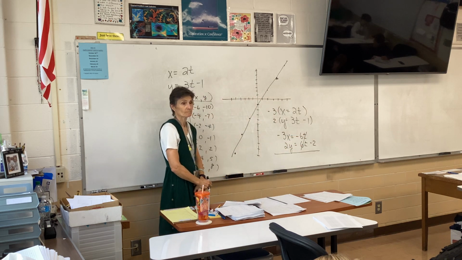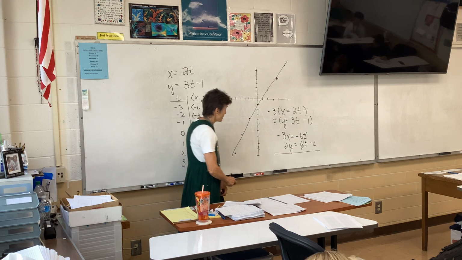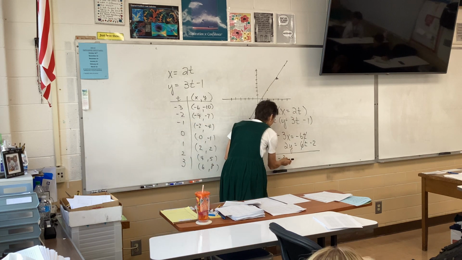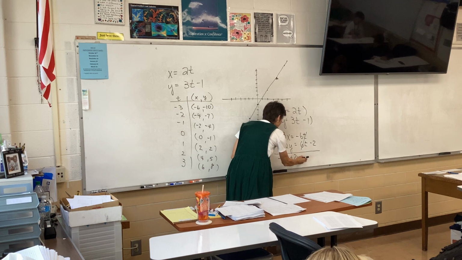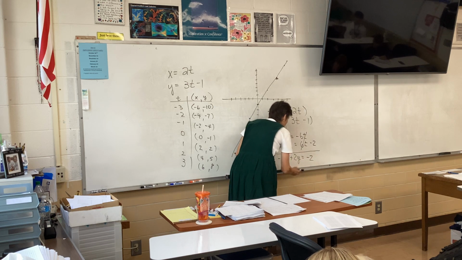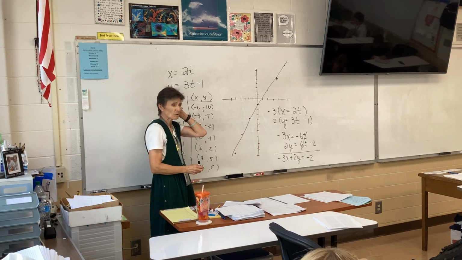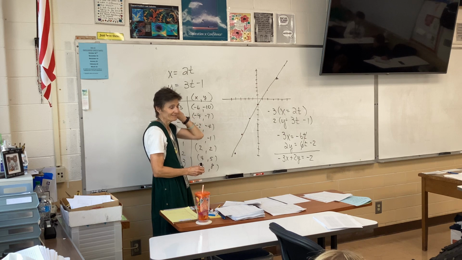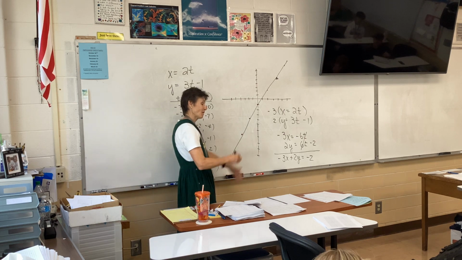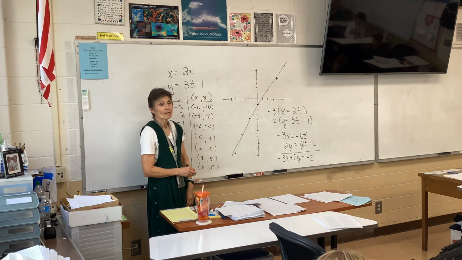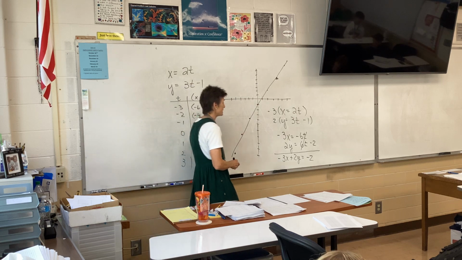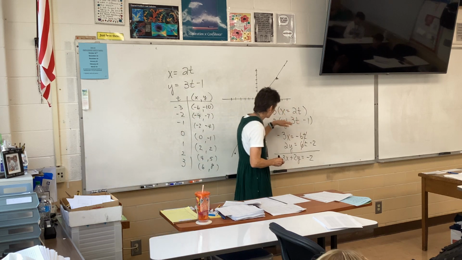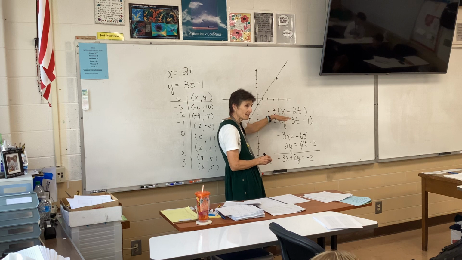Together, so I have -3x plus 2y equals -2. Now, is that the way I did it the other day, or did I substitute? Anybody remember? You could also substitute out the t's. Here I eliminated them. Is everybody following here what's happening?